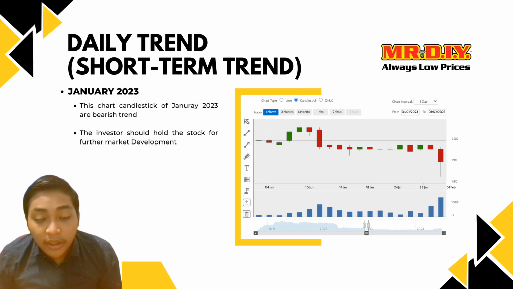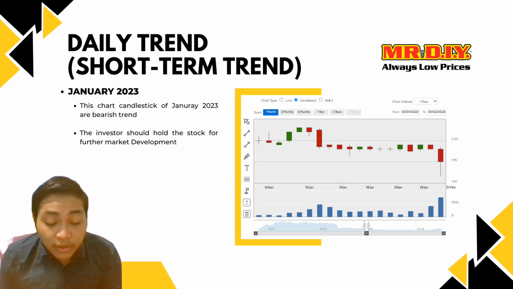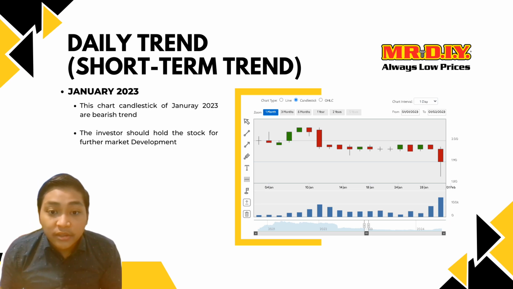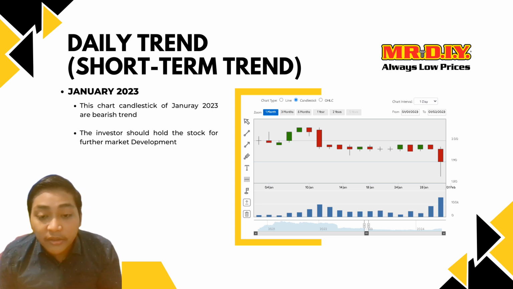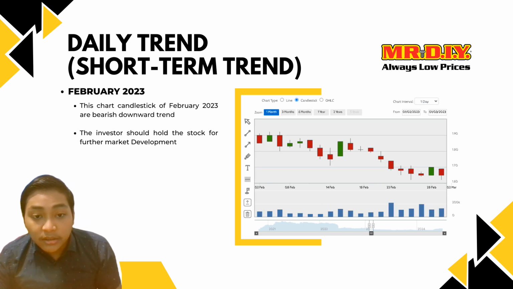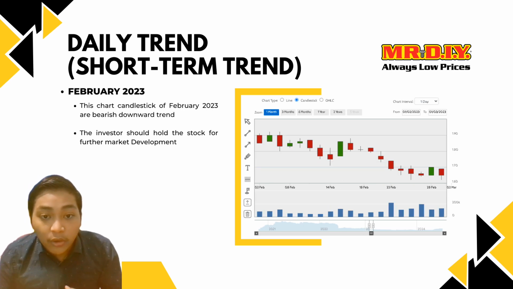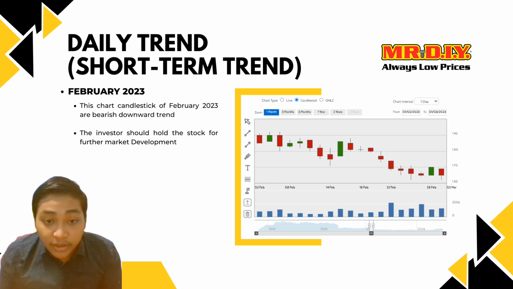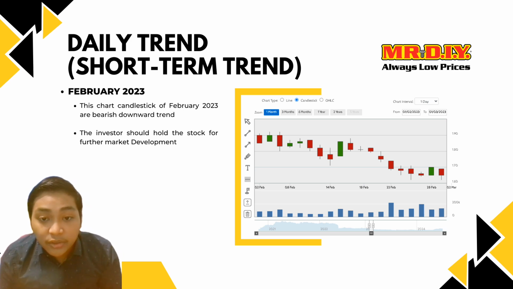So first, we have a slide that shows this candlestick chart of January 2023, a bearish trend. So the investor should hold the stock for further market development. Next is the slide for February 2023. This candlestick chart of February 2023 shows a bearish downward trend. So the investor should hold the stock for further market development too.